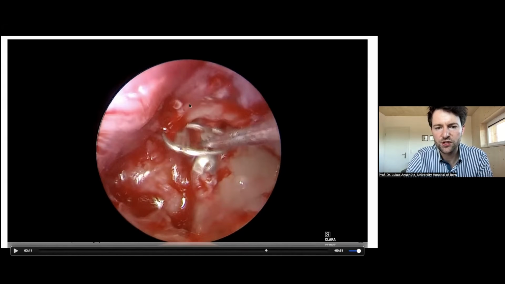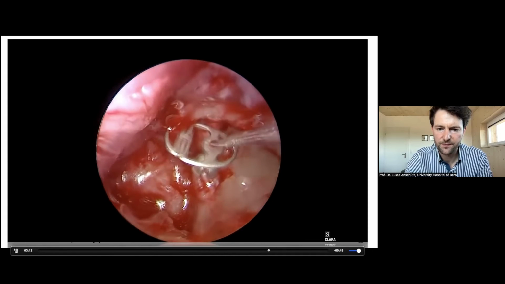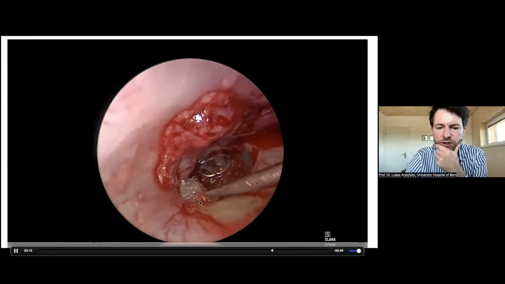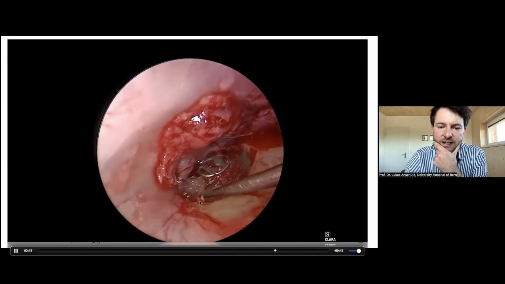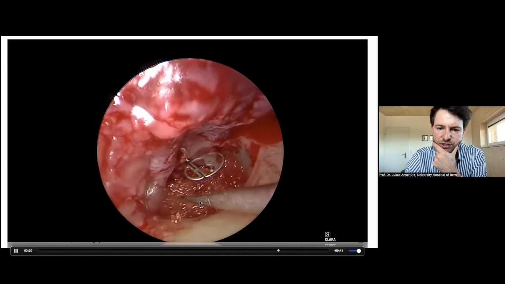You could also position it below the hammer, but I like to position it this way, so it is parallel to the hammer, and you touch the hammer when it is in action. You can see here again a good coupling. The round window reflex was nice, and with a little bit of gel foam we can secure the position.